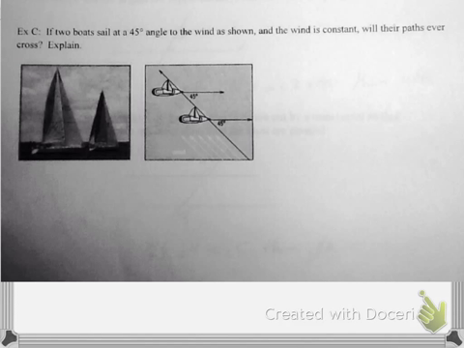Alright, last example. Example C. If two boats sail at a 45-degree angle to the wind as shown, and the wind is constant, meaning things aren't going to change, will their paths ever cross? And explain. So we've got our little sailboats and they're traveling along. So they stay at that 45-degree angle forever, according to this. Will they ever cross paths? And we can say, well, no, they won't, because what do those two angles form? Hopefully you guys said that they are corresponding angles. So because they're corresponding angles, will their paths ever cross? No. They will not cross.